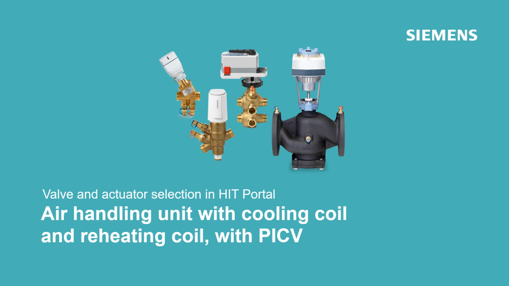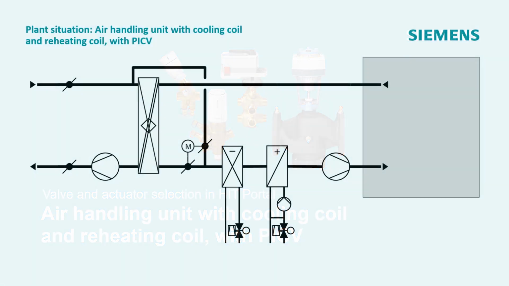Welcome to this tutorial, Valve and Actuator Selection in HIT Portal. This example is for an air handling unit with cooling coil and reheating coil, with PICV. Here is the plant situation.